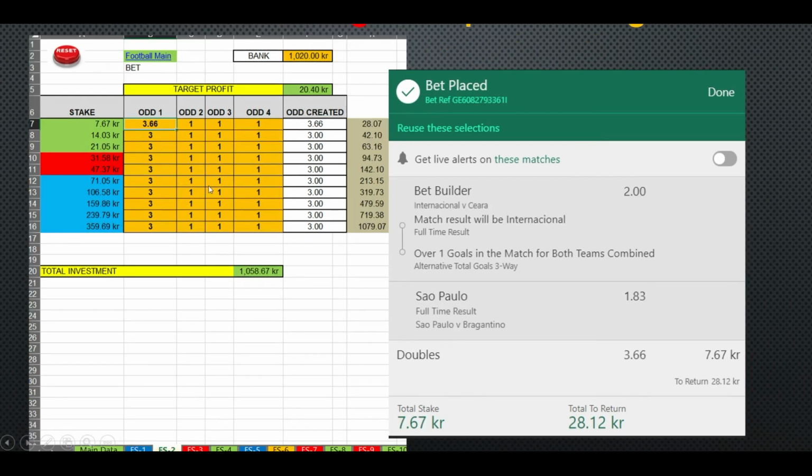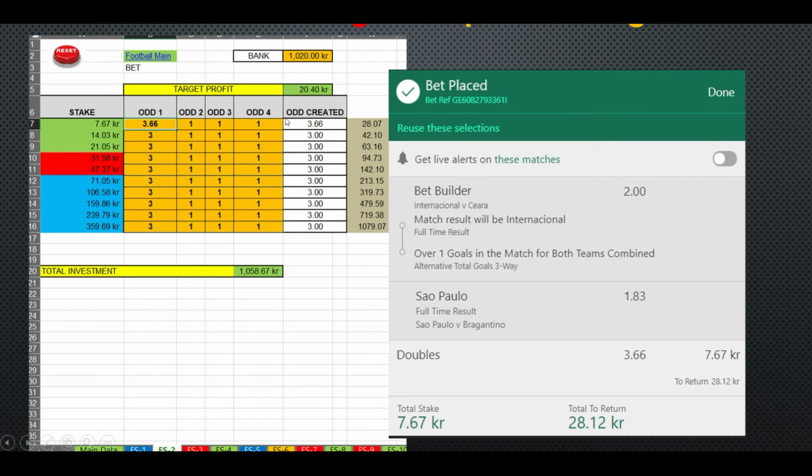So the second bet is this one. We pick the home team again between Internacional and Ceará from Brazil, and over 1 goal in the match. So I use Bet Builder to do that. So it gives me 2. Then I also pick the home team, Sao Paulo versus Bragantino, 1.83. So if you multiply those 2, they give us 3.66. So I put this on the second tab.